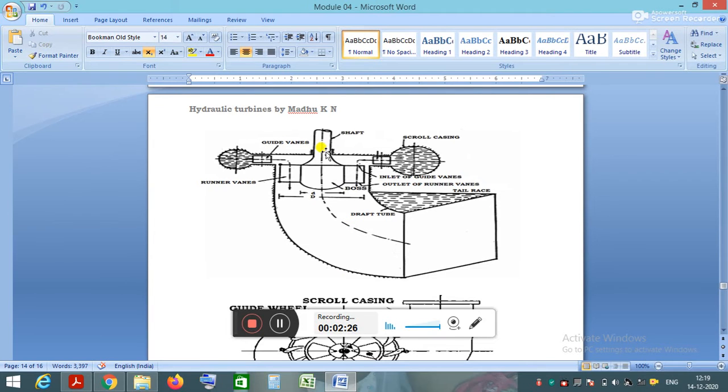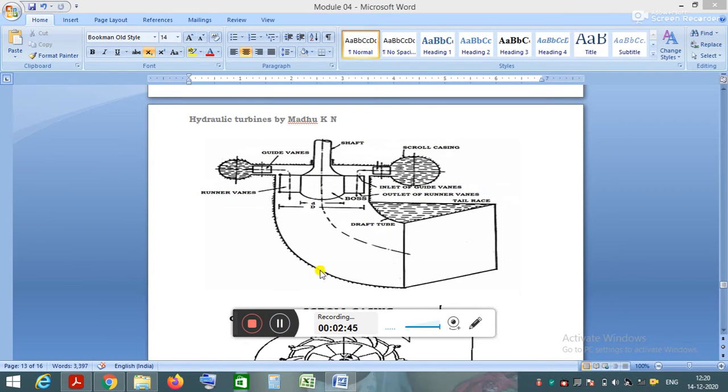The runner of a Kaplan turbine looks like a propeller of a ship and hence it is also called propeller turbine. Here the blades are fixed to the shaft at the bottom, which has a larger section. This larger section of the shaft is called the boss or hub, and the blades are fixed to this hub or boss.